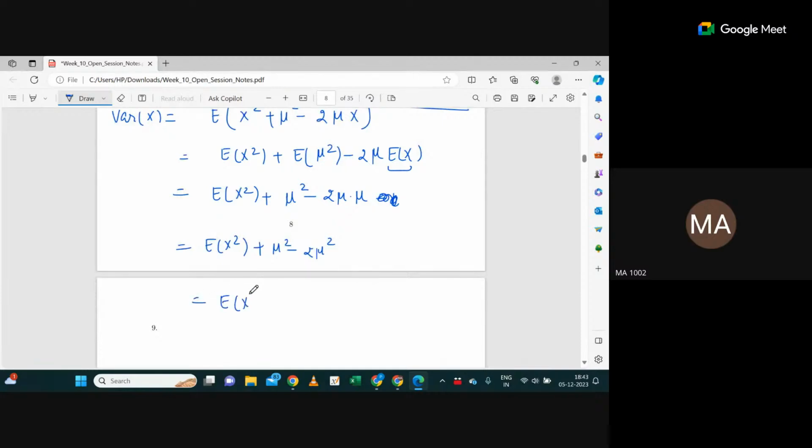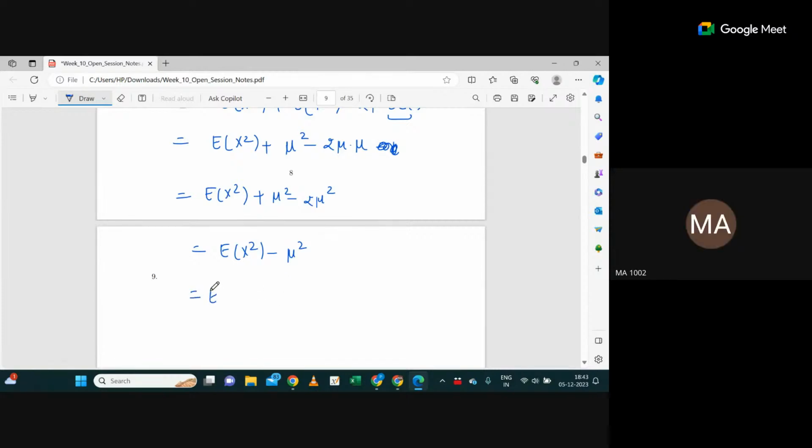This is the same as the expected value of x square minus mu square. It will be the expected value of x square minus the expected value of x, whole square. So this is another form to find the variance. You can use this one.